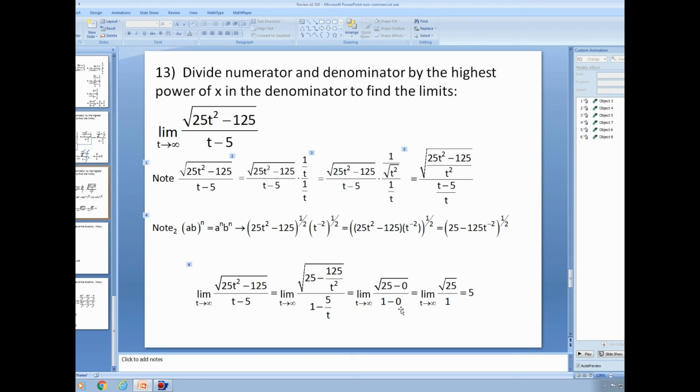Here, there is no t, right? When the limit as t goes to infinity sent both of those terms to 0. Here, there's no t. This is just a constant, so it's unaffected by t because there is no t. So the square root of 25 is just 5. So this limit, the original limit, is just 5.